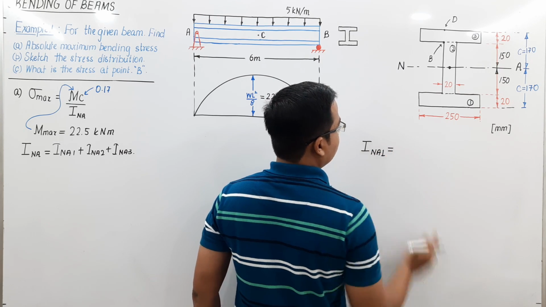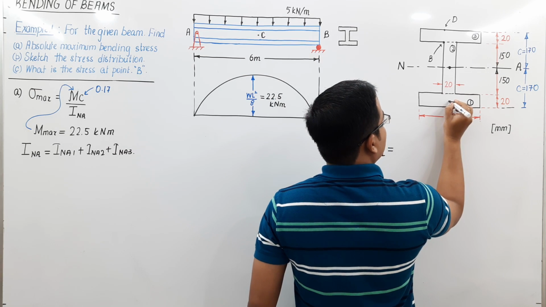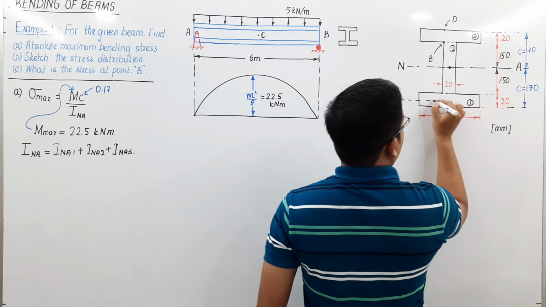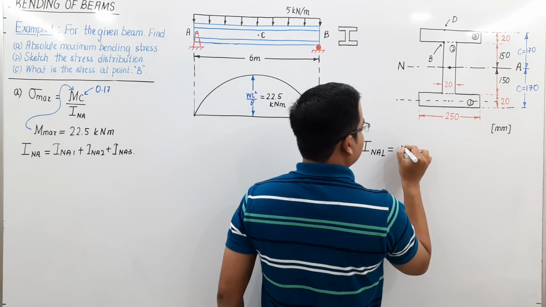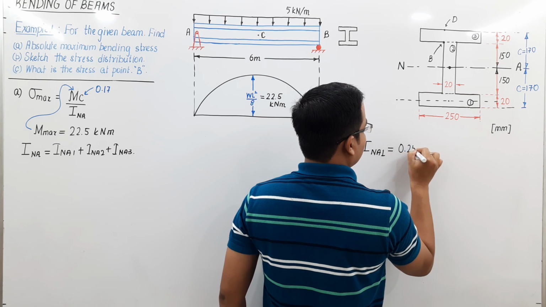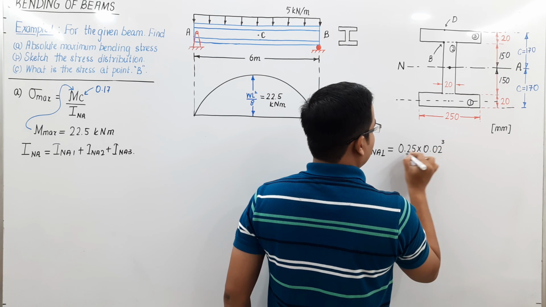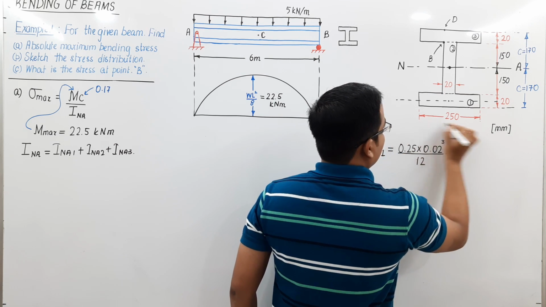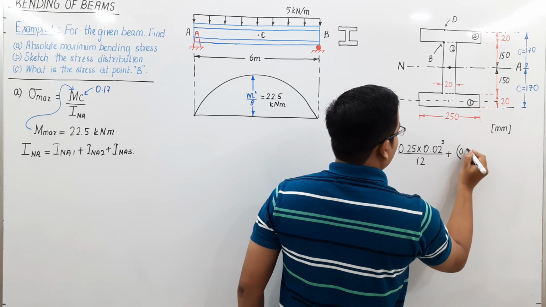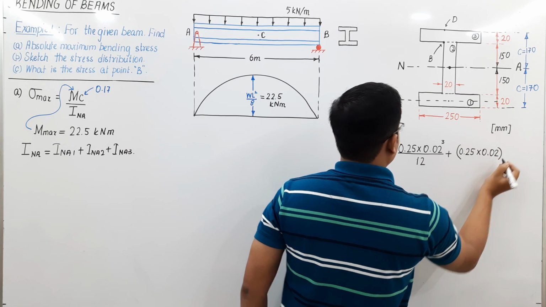I_NA1 is equal to I_NA1 with respect to its own centroidal axis. This is its own centroidal axis. How much is the moment of inertia? bd cubed over 12, that is 0.25 into 0.02 cubed divided by 12, plus area 0.25 multiplied by 0.02, 0.25 multiplied by 0.02.